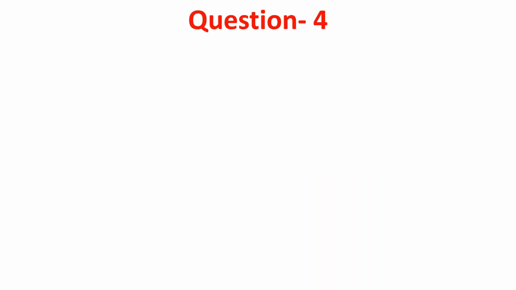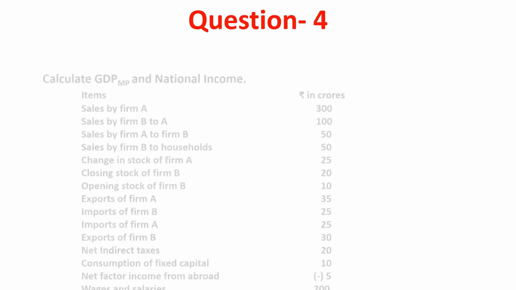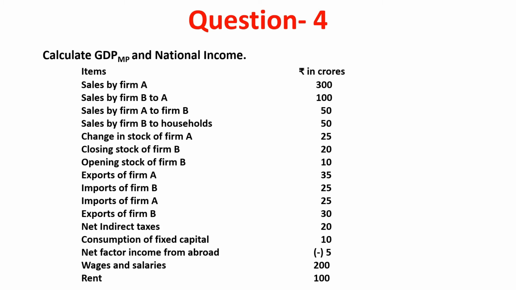Question number 4. Calculate GDP at market price and national income. Items and rupees in crores. Sales by firm A 300 crores. Sales by firm B to A 100 crores. Sales by firm A to firm B 50 crores. Sales by firm B to household 50 crores. Change in stock of firm A 25 crores. Closing stock of firm B 20 crores.